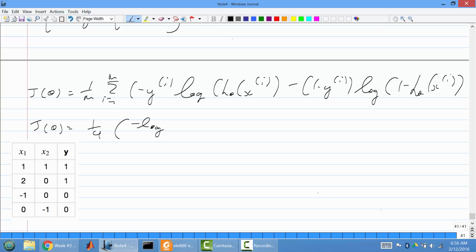Let me just write this down. So h of theta is 1 over 1 plus e to the minus theta transpose x. And theta transpose x is simply equal to 0, and then 0.05 x1 plus 0.25 x2. Okay, there's no bias term because that was set to 0. So this is what the hypothesis is going to be.